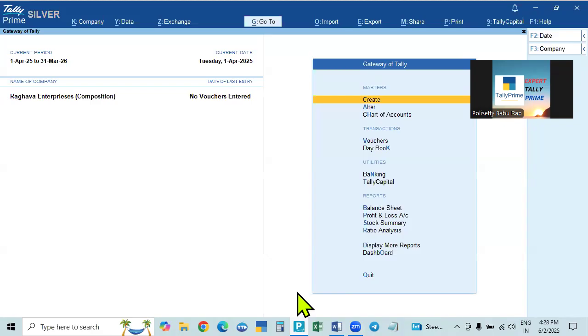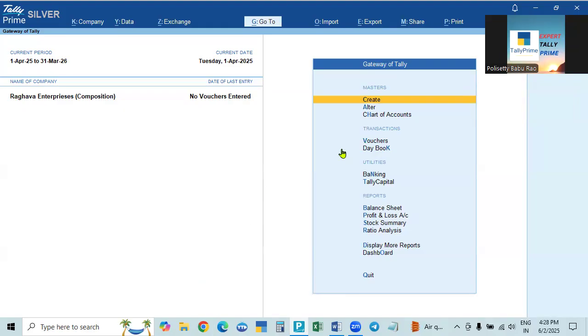Under the regular scheme, the businesses will be of three types: traders, manufacturers, and service providers. We discussed how these regular people maintain the books of account and how they make the entries. The second type of registration is the composition scheme. The person registered under the composition scheme is called a composition dealer or composition taxable person. A regular dealer is also called a regular taxable person.